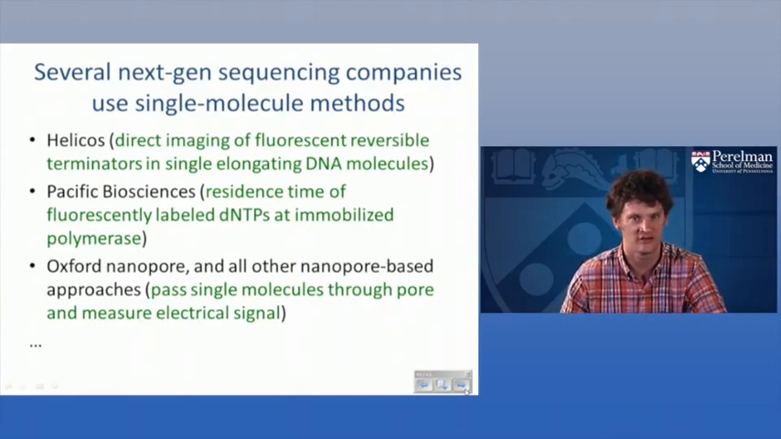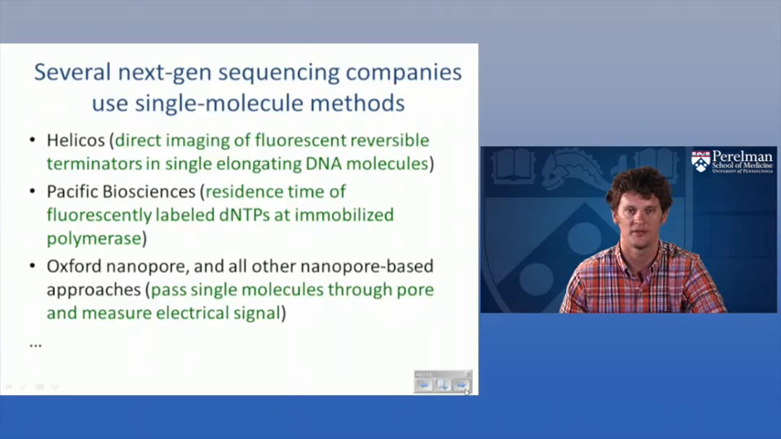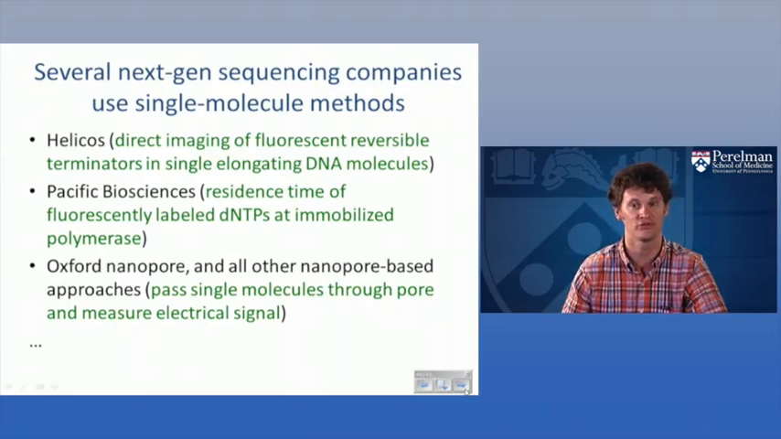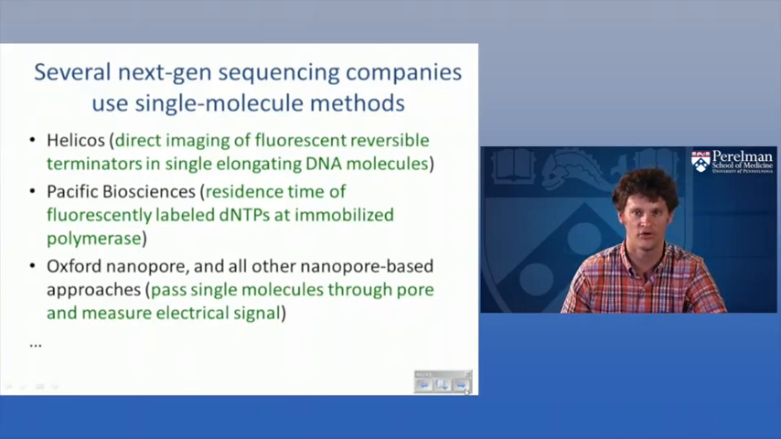And then Oxford Nanopore and a whole suite of other nanopore-based sequencing companies are passing individual DNA molecules through these tiny pores and measuring the electrical signal across the pore as a way to get the DNA sequence out. So those are all single molecule methods as well.